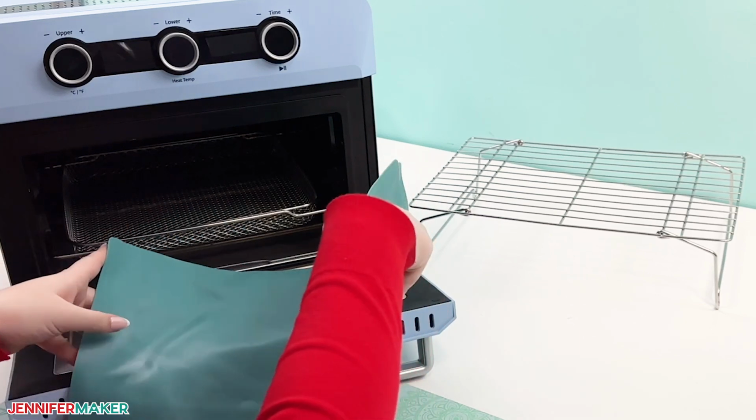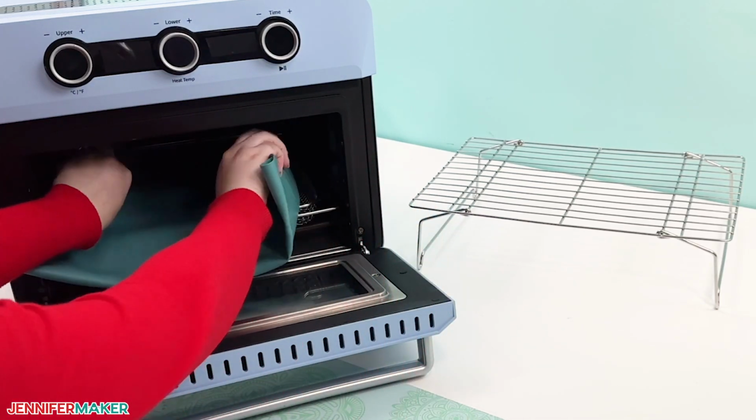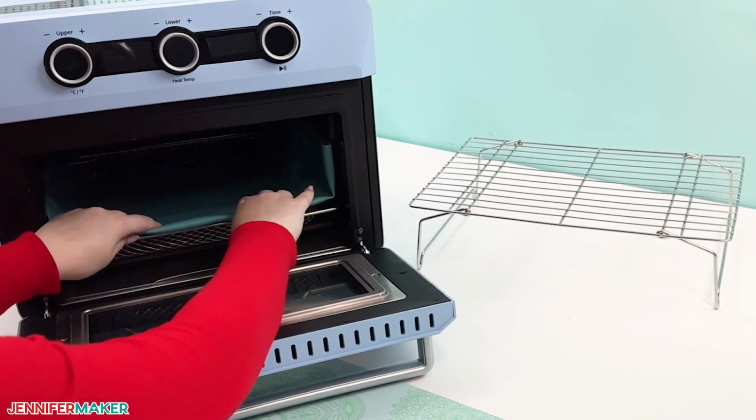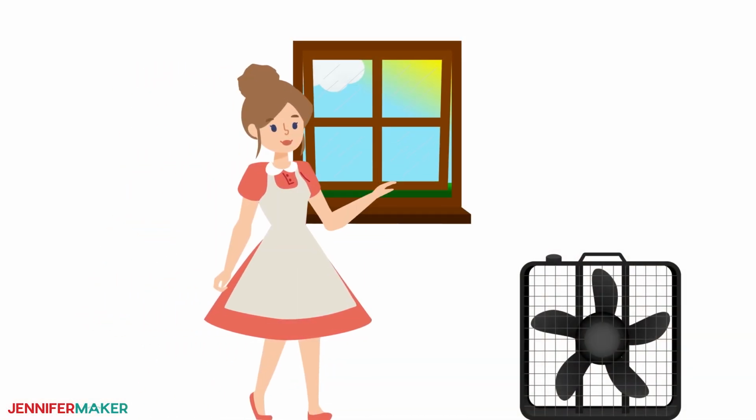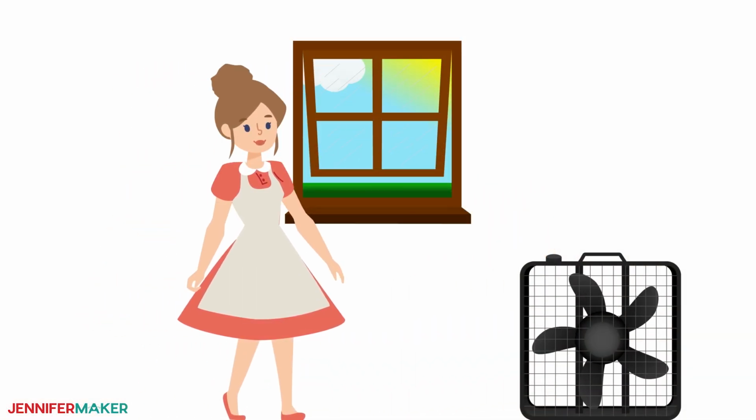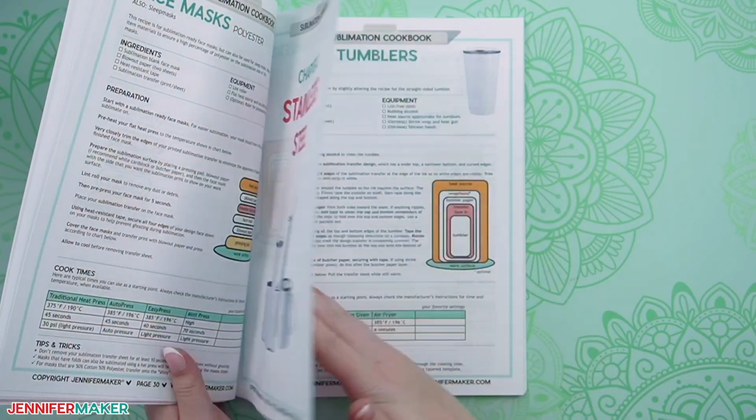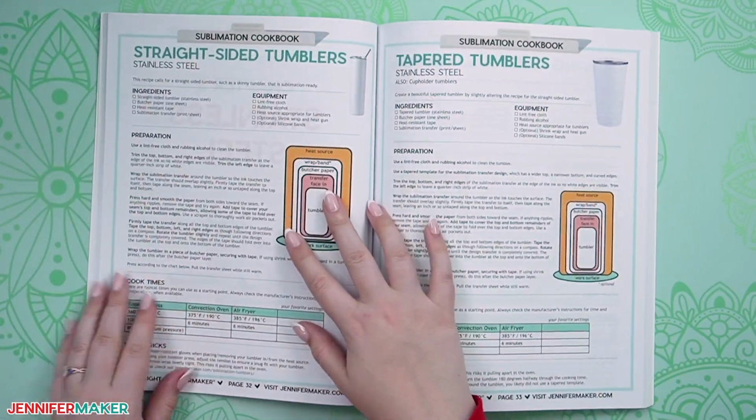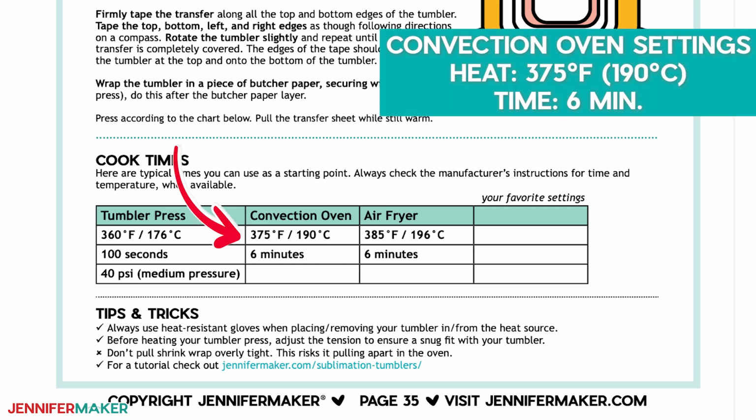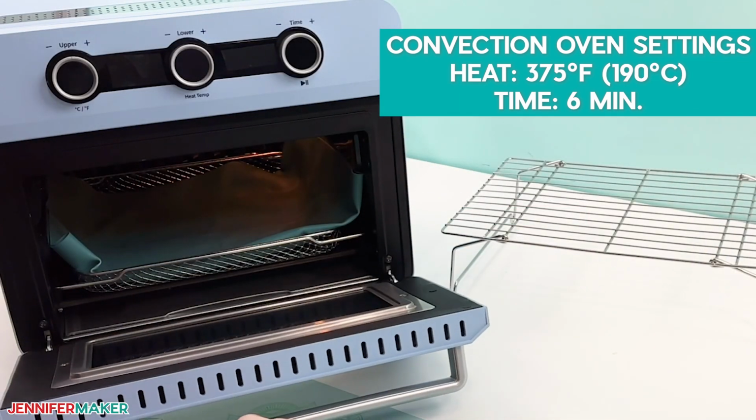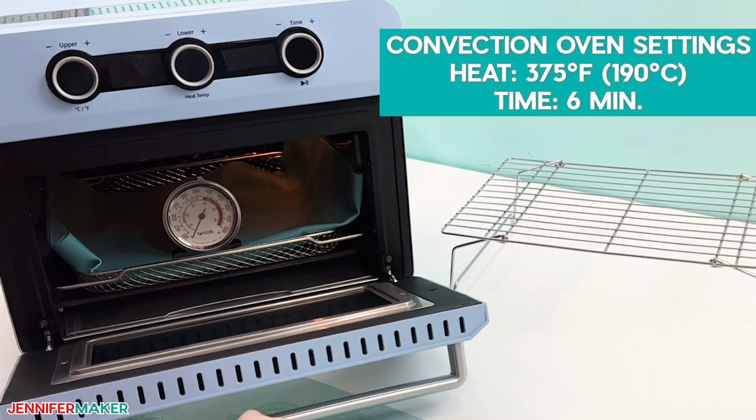Before you begin, pull out any racks other than the bottom tray and place a heat-resistant silicone mat on it to protect the surface. Also, open a window or turn on your fan to improve your ventilation. When I consult my sublimation cookbook for tumblers, it says to preheat the convection oven to 375 degrees Fahrenheit or 190 degrees Celsius. I like to put an oven thermometer right in the center to make sure the temperature is correct.